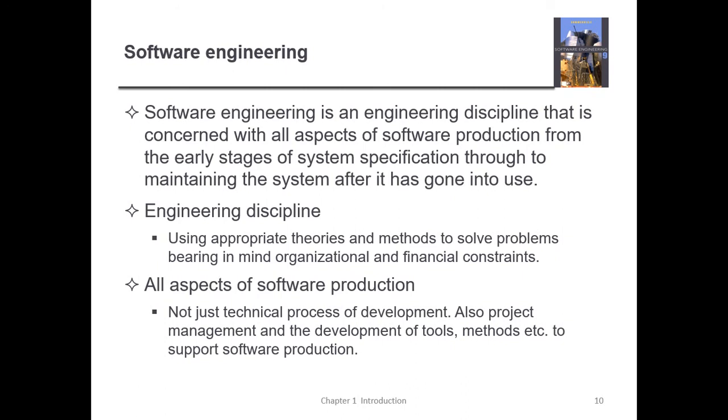Engineering discipline, because we are saying software engineering is an engineering discipline. This means we have certain theories, certain methods. We normally use models in software that we use to solve problems. And as we are doing that, we should also look at the finances of the organization, their budget. And then we choose the appropriate methods to use.